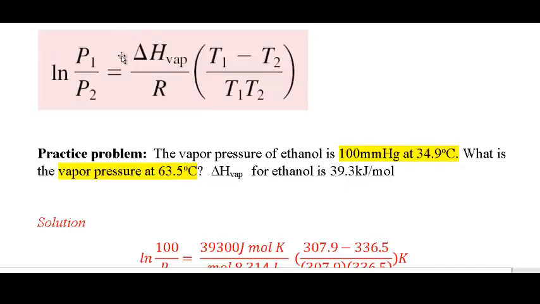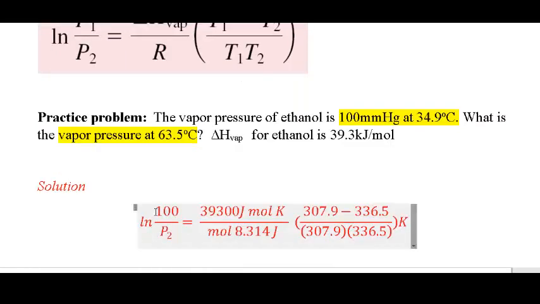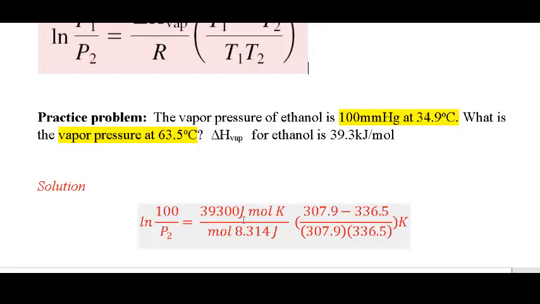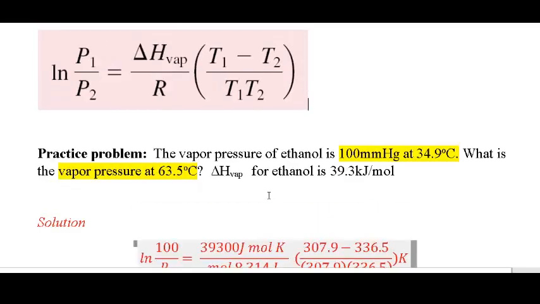So I just plugged everything back in here. P1 is 100 millimeters of mercury. I notice I removed the units. I converted the delta H of vaporization to joules per mole. So here's my joules per mole, 39,300. My R is 8.314 joules per mole Kelvin. The mole per Kelvin on this denominator flips up to the numerator. Times T1 minus T2. I made an effort to make sure my temperatures were in Kelvin.